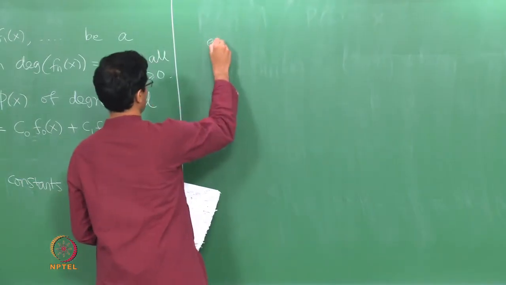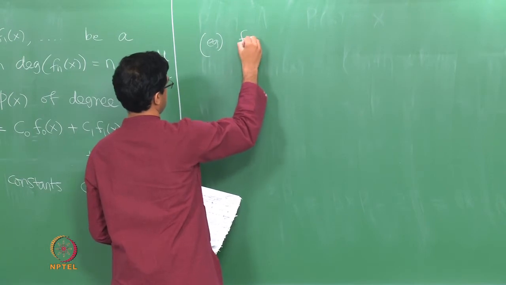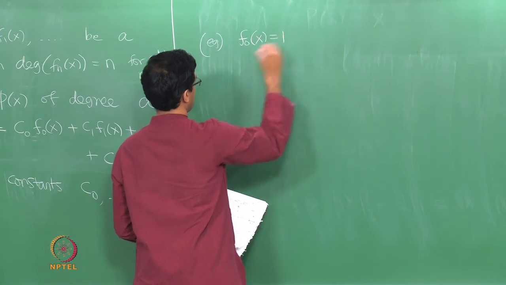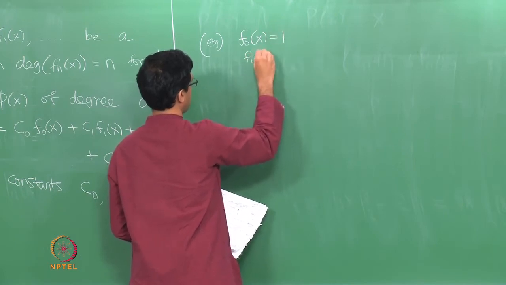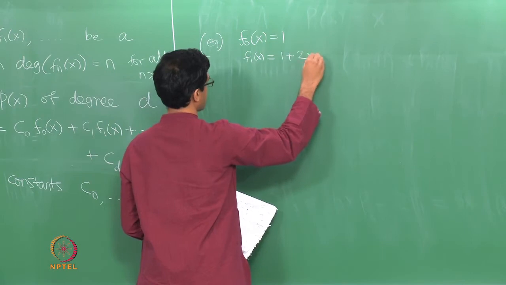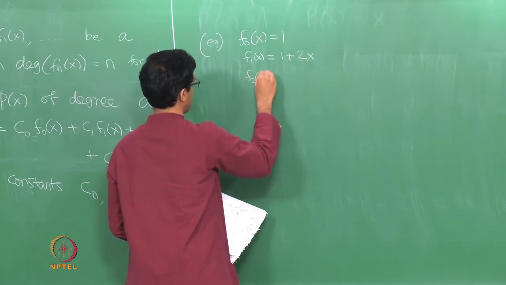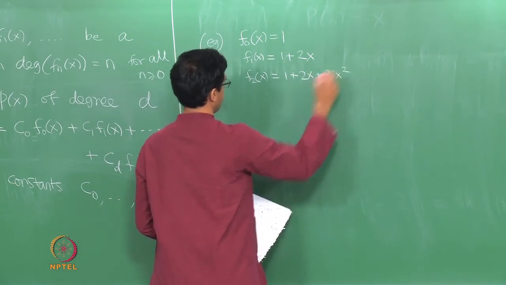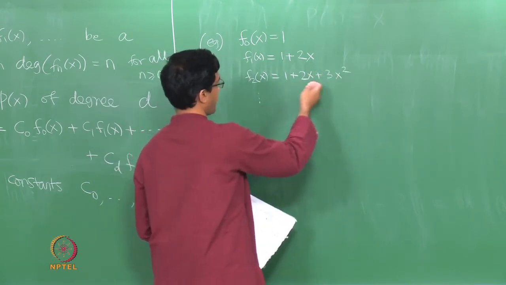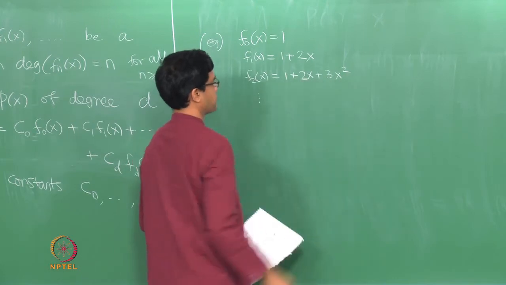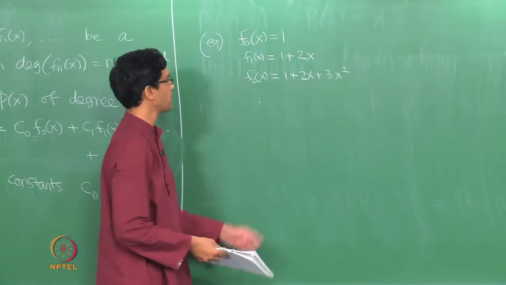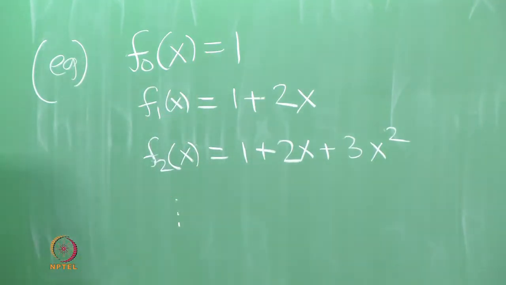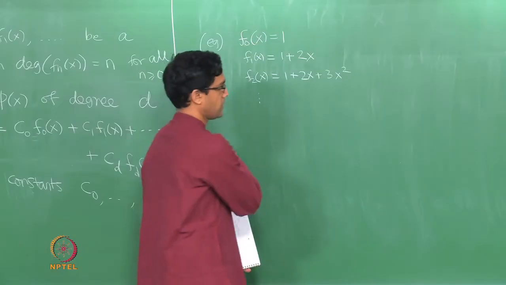So let us just take some sequence. I will just say f0 is 1. Let me take f1 of x to be, say, 1 plus 2x, and so on. I am just going to keep adding one extra term with one higher coefficient. I have just picked an arbitrary sequence here. Observe I have done it in such a way that the polynomials have degree 0, degree 1, degree 2, degree 3 and so on, so it satisfies the conditions of the principle.